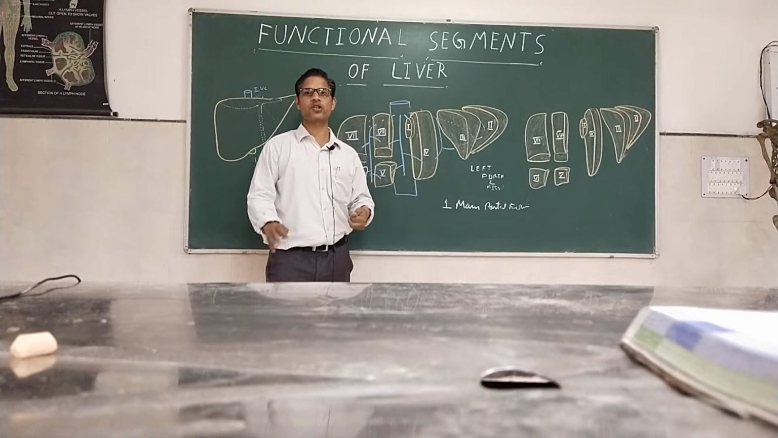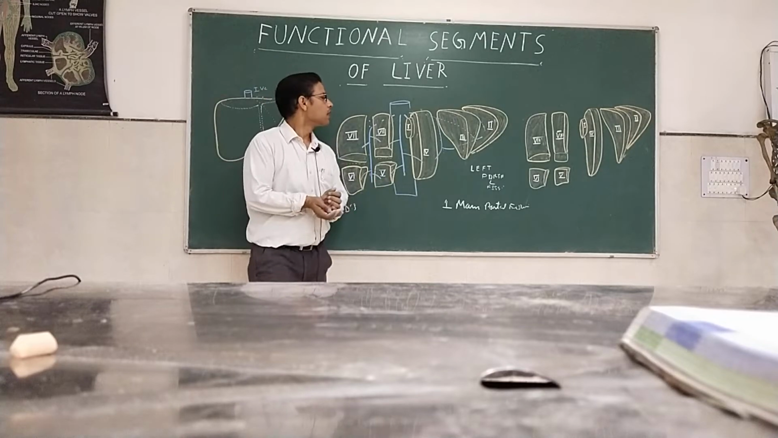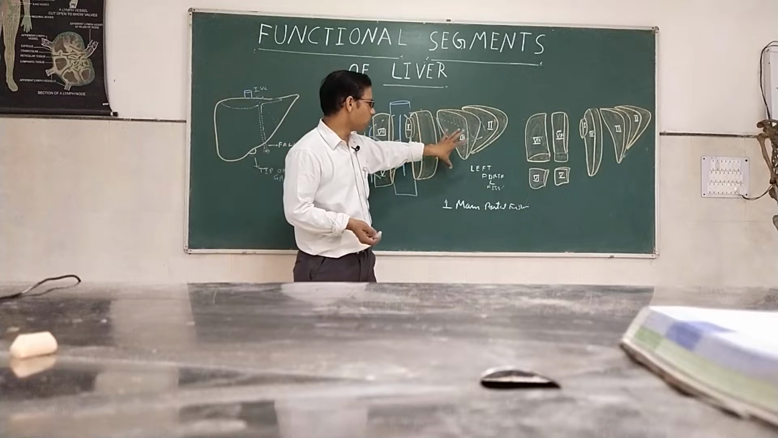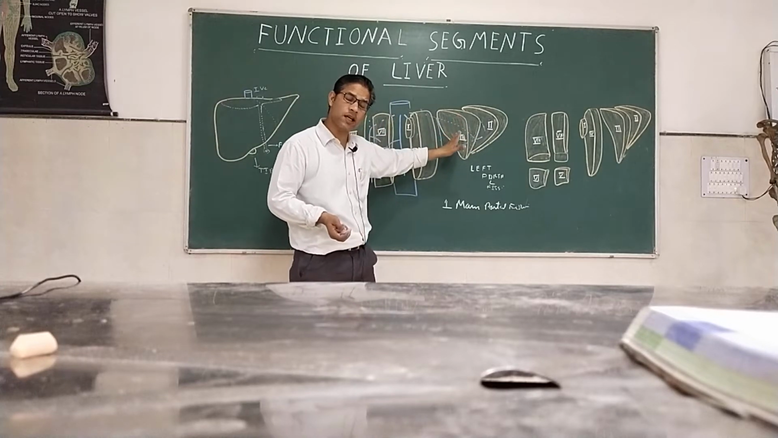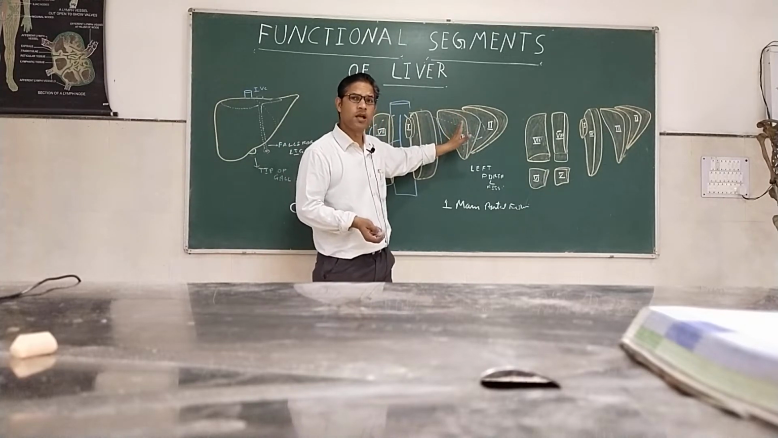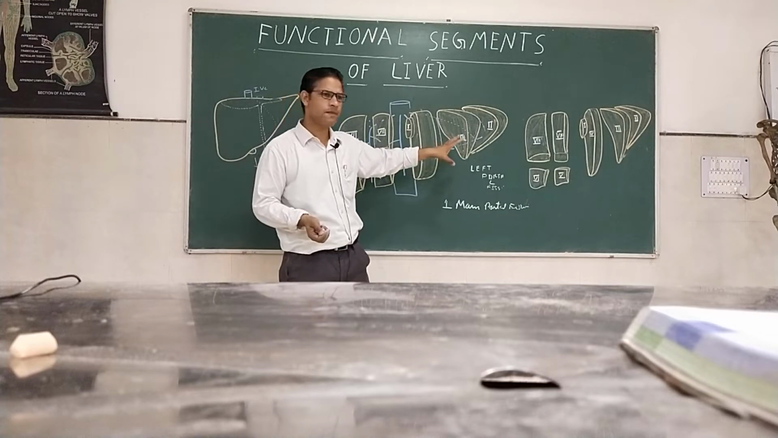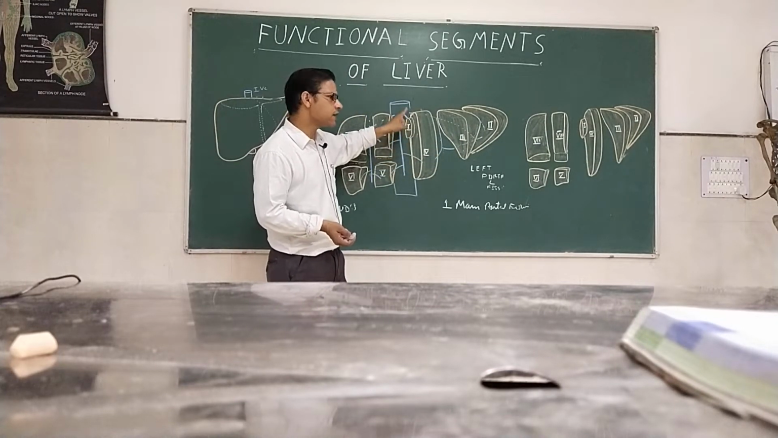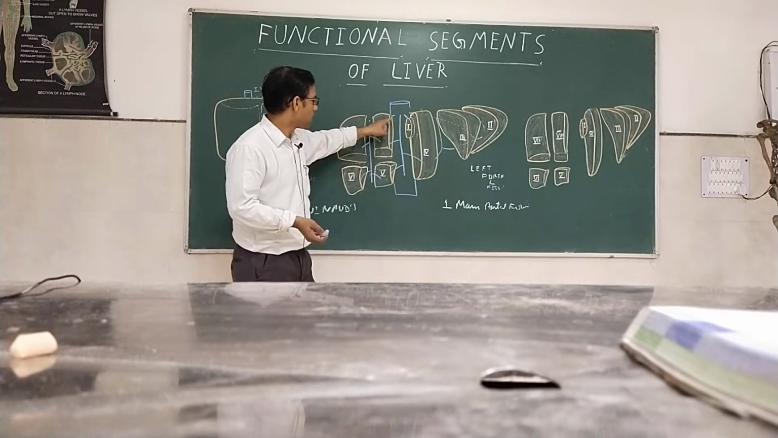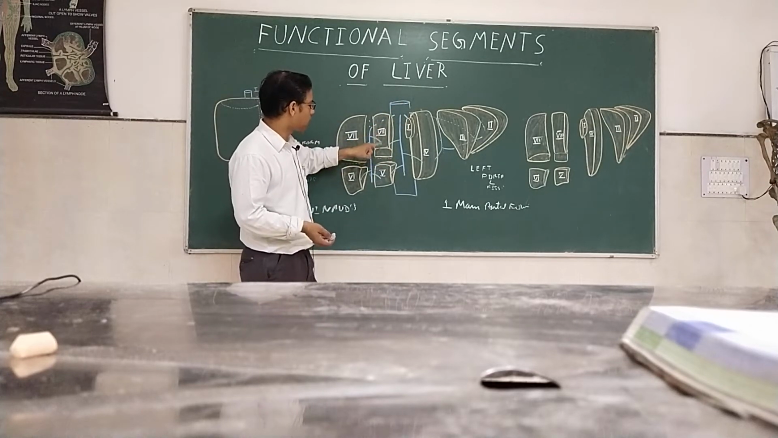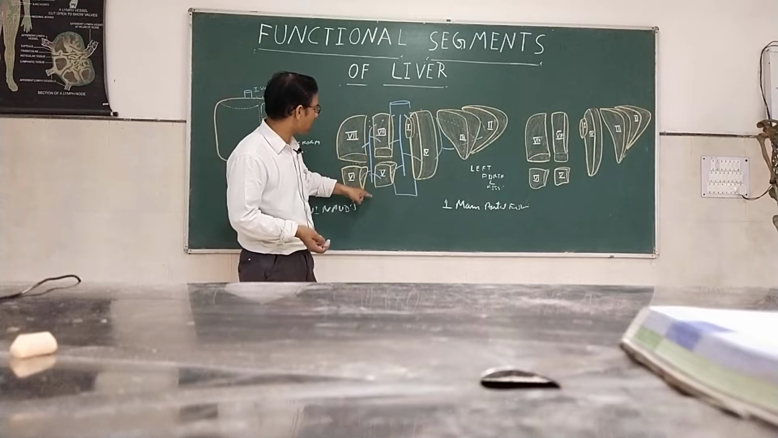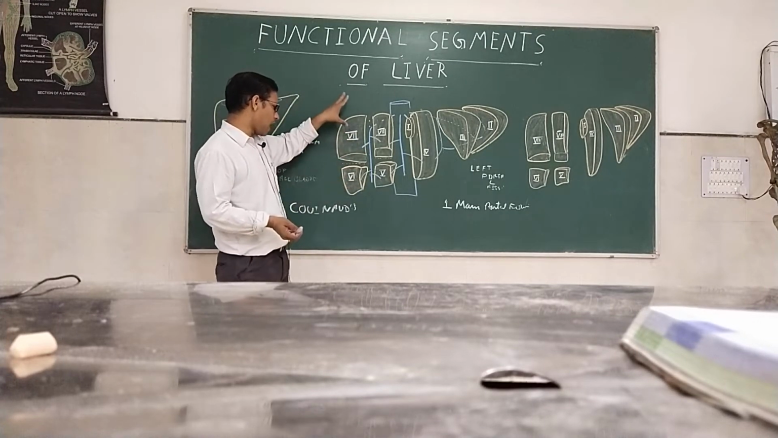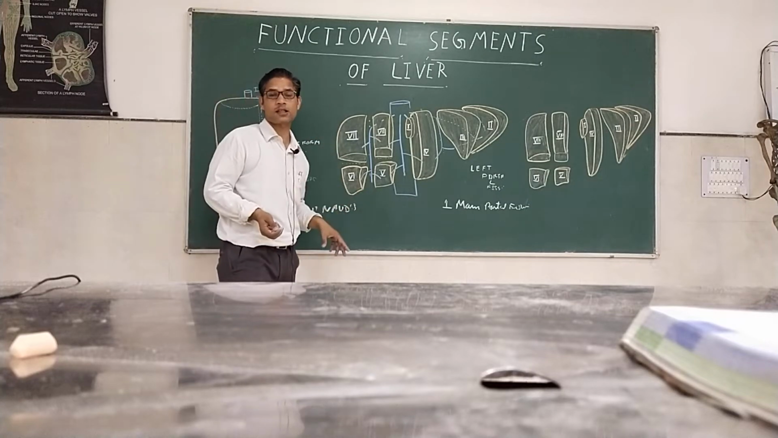That is the drainage system of the different segments. Segment number 2 and segment number 3 are exclusively drained by the left hepatic vein. The 4 is drained by the left hepatic vein as well as the middle hepatic vein. The first has individual venous drainage. The middle hepatic vein drains the 8th and 5th along with the right hepatic vein, and the right hepatic vein exclusively drains the 7th and the 6th.